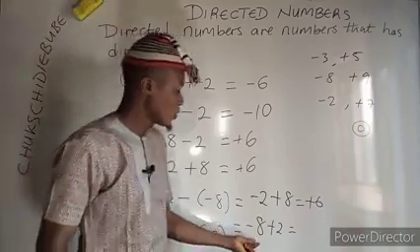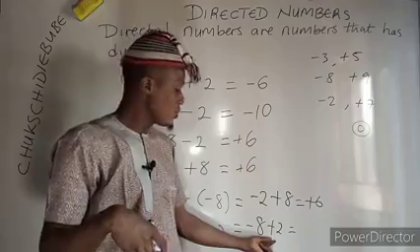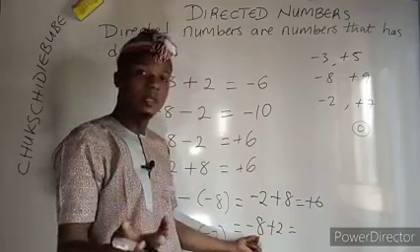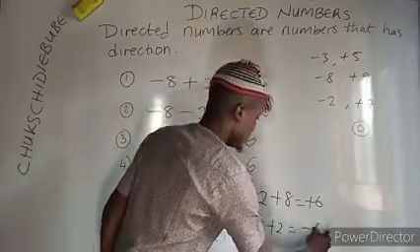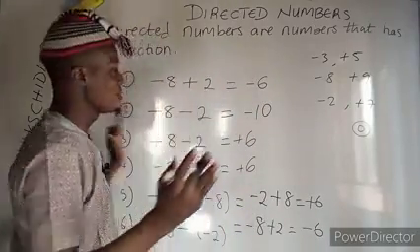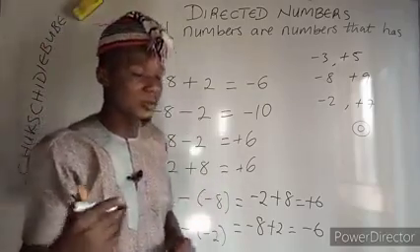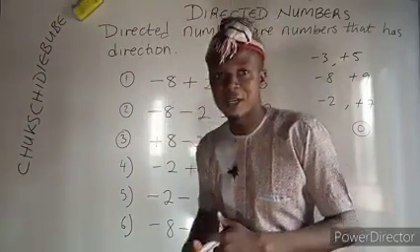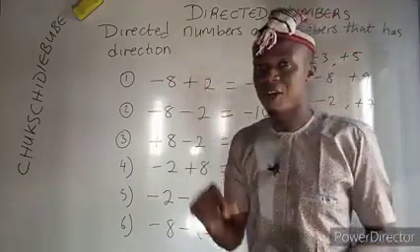number 1. So minus 8 means I'm owing you 8. Plus 2 means I have just 2. If you come to my house, I will pay you 2. I have not completed the payment. I will still be owing you 6. Therefore, the answer is negative 6. So you've seen how beautifully you can analyze and solve add, subtract numbers that involve directed numbers. Remember, directed numbers are those numbers that have a direction.